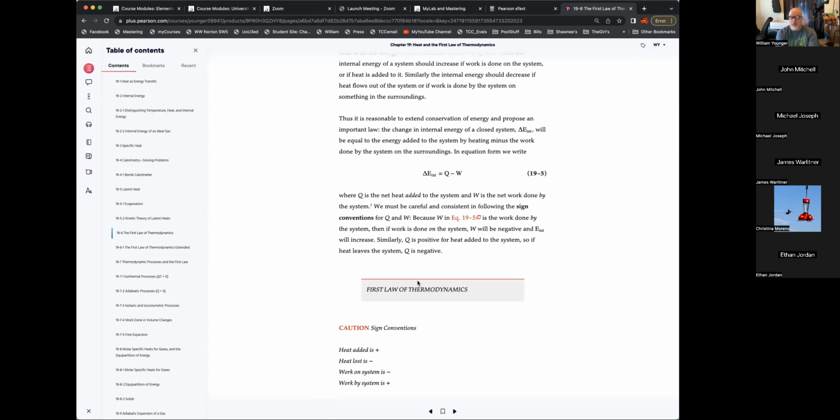Whereas d-bar Q, you can't integrate that to get a Q, but you can assume it's a little itty bitty amount of heat being added to the system. So work done by the system is positive, work done on the system is negative, and then you get back, for instance, the normal positive or plus sign that you would have seen in chemistry. But that's what the first law of thermodynamics is, and it really is just conservation of energy.